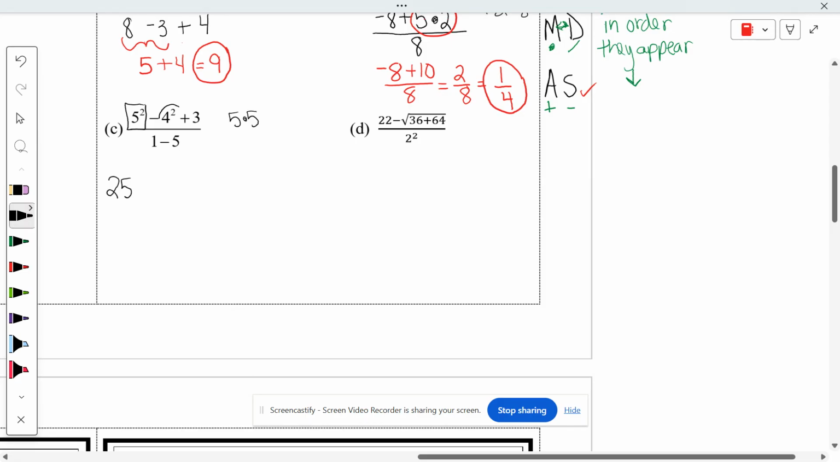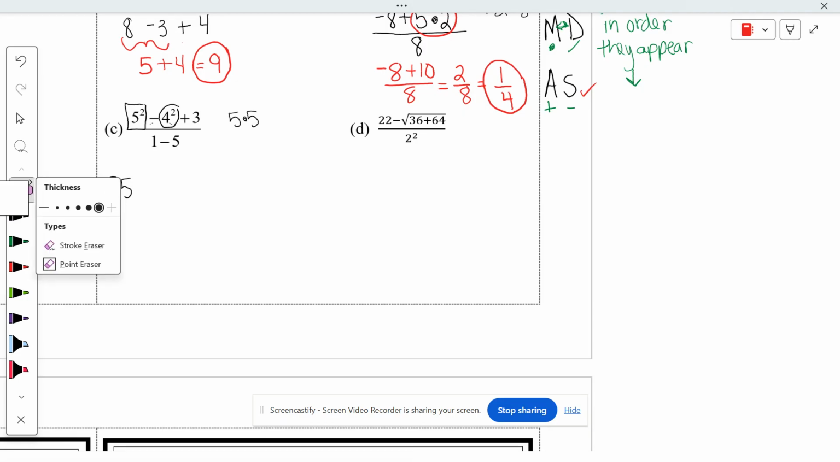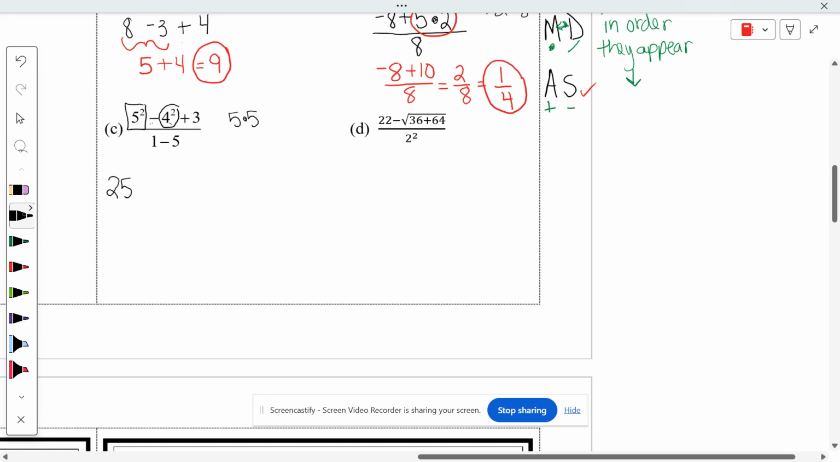When I look at this, the 4 is being raised to the power of 2, not the negative. It is not a negative 4 being raised to the power of 2. If it was a negative 4 to the power of 2, it would look like this. And it doesn't have a parenthesis around that negative. So I'm just taking 4 squared. 4 to the power of 2, or 4 squared, is 16.